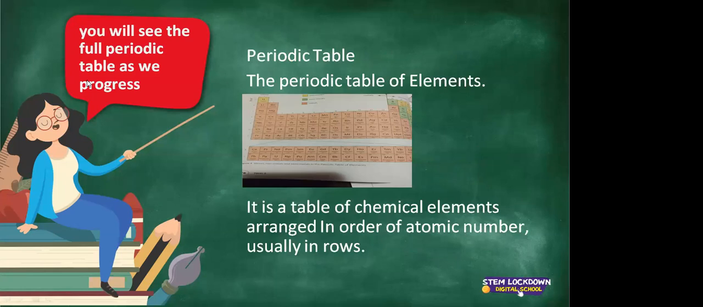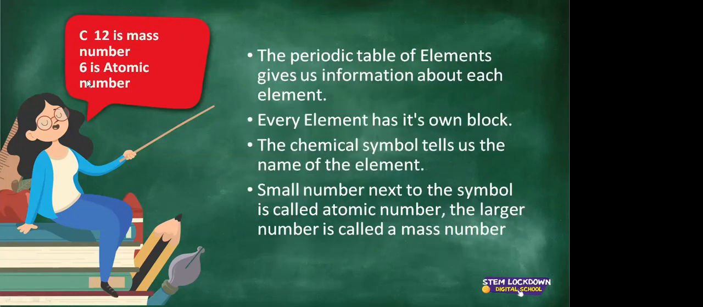The periodic table of elements is a table of chemical elements arranged in order of atomic number, usually in rows. So remember, I've explained to you information about each element. So when you're looking at the periodic table, you will see the information of each element.